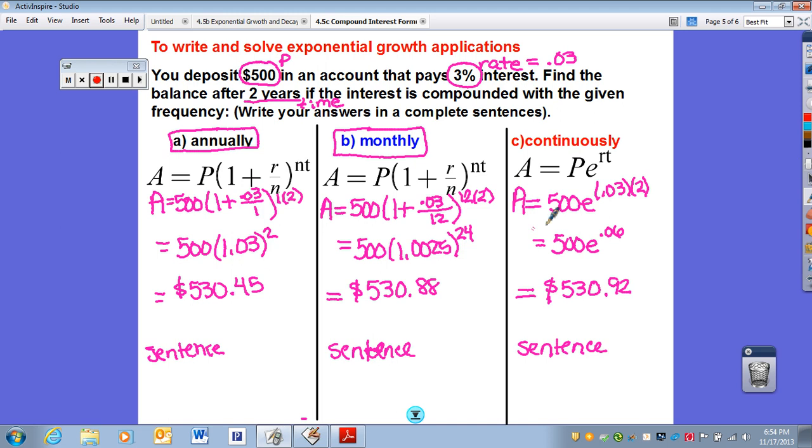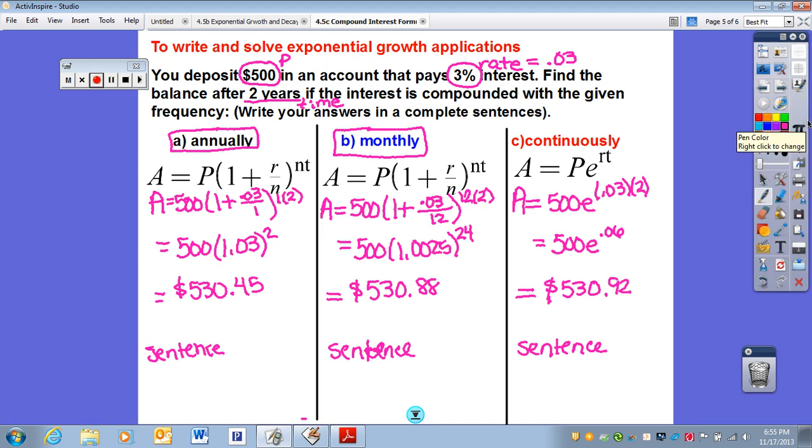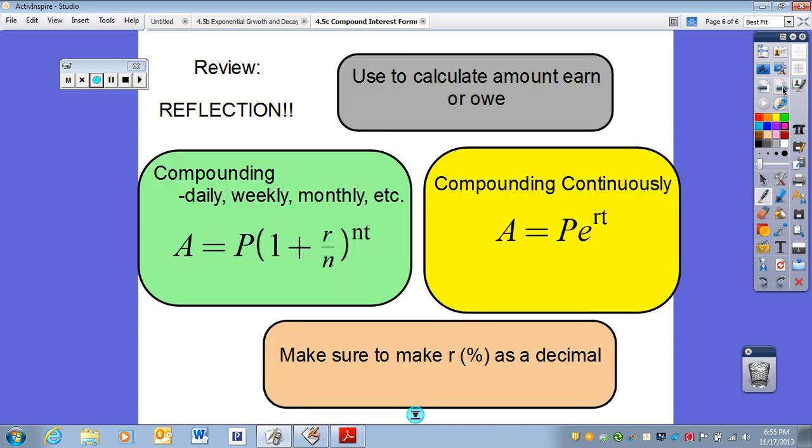So in review, when you are calculating interest, remember you're calculating the amount that you would owe or earn on your initial money. You can compound it daily, weekly, monthly, yearly, and that's the formula that we would use, or we can compound it continuously. And please don't forget that you need to make your rate a decimal. Please complete the reflection.